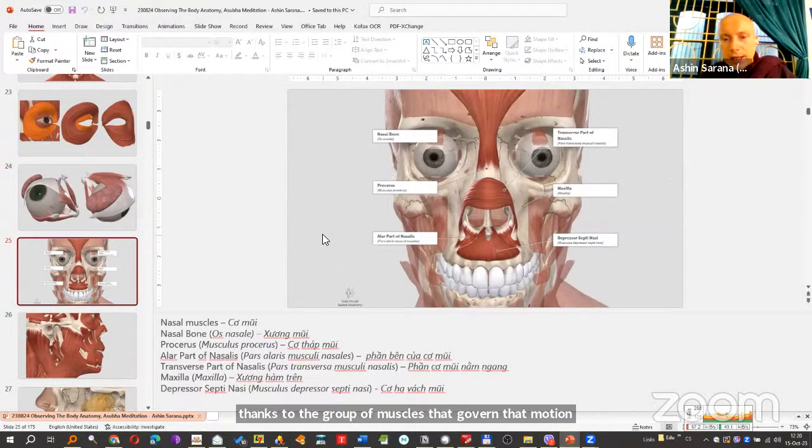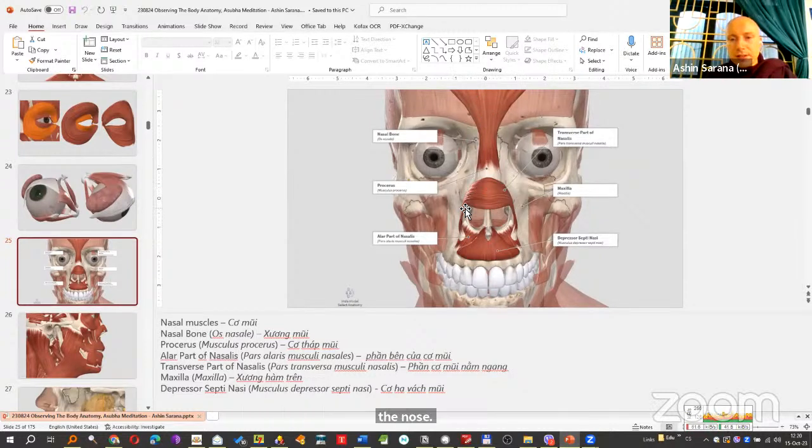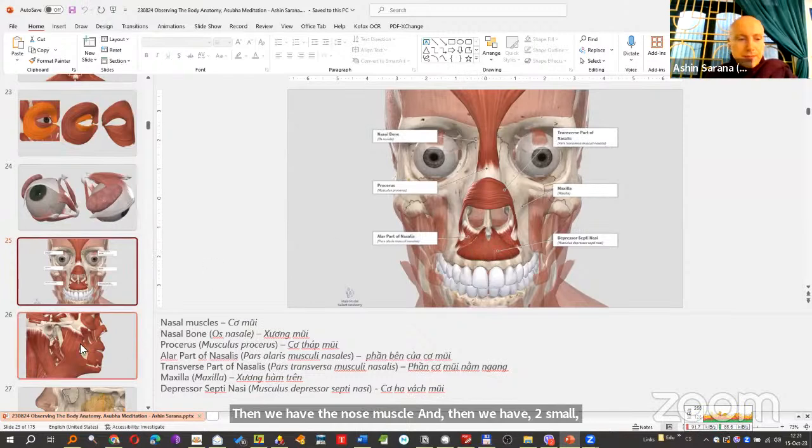Now we are looking at the nasal muscles. So we have here a kind of muscle that connects the forehead with the nose. Then we have the nose muscle. And then we have two small muscles below the nose.